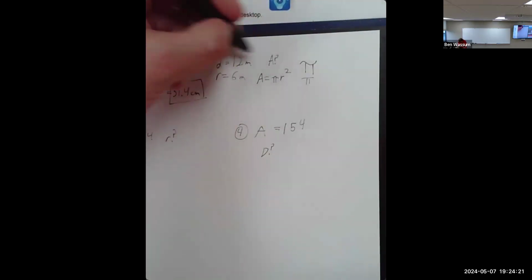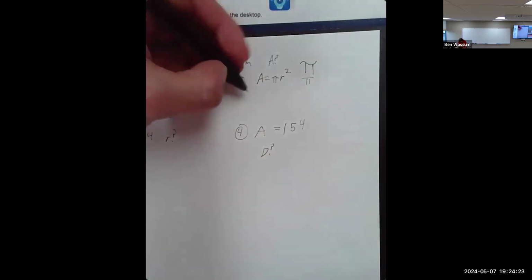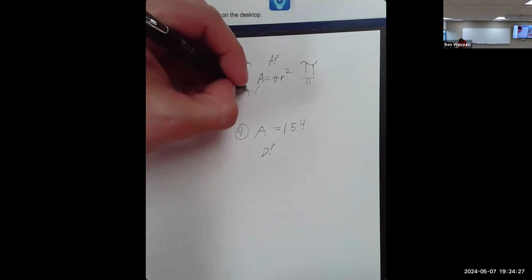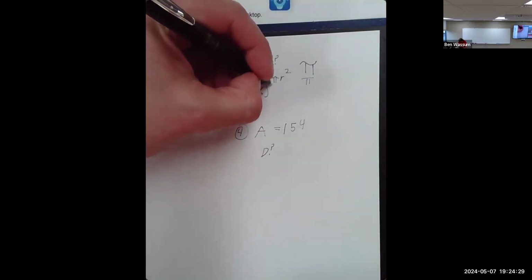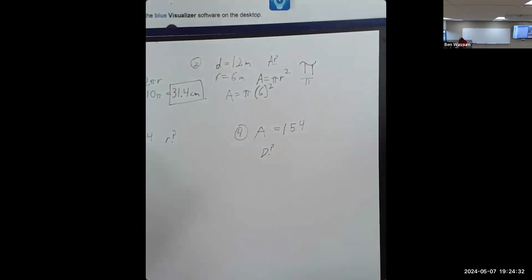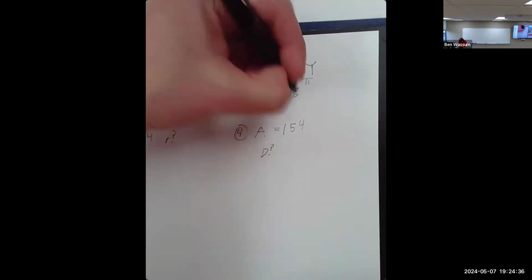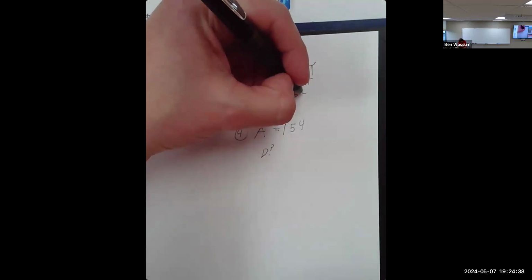So we're going to take our radius and throw it at this formula. So we have area is equal to pi times 6 being squared. Well, that gives us 36 when we square that 6, but it's still being multiplied by pi.